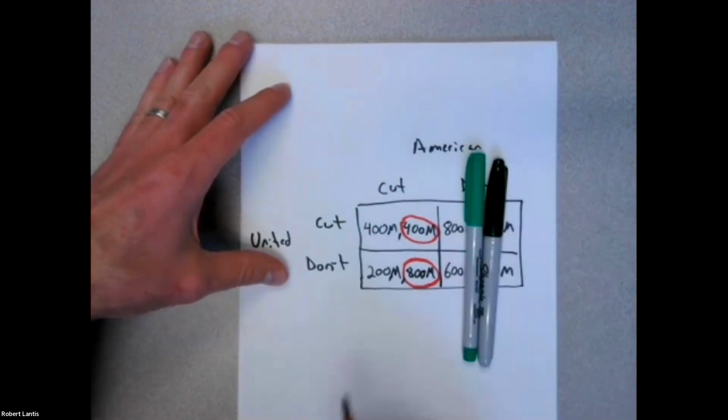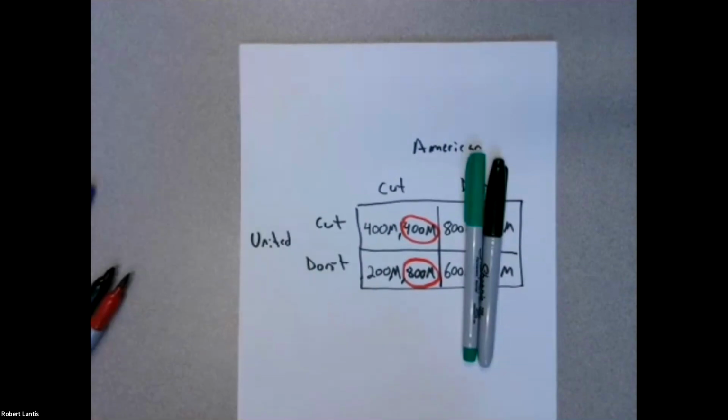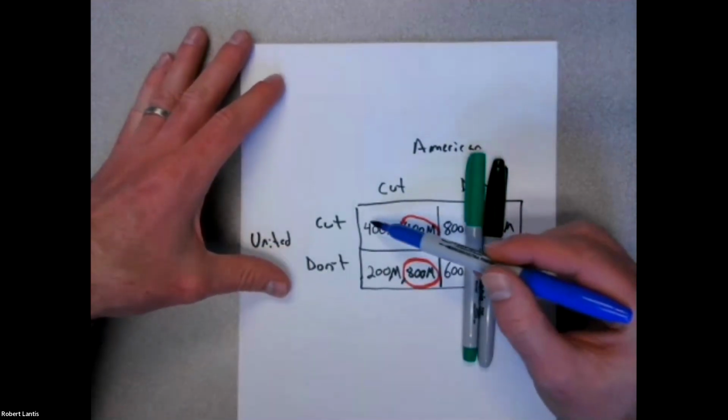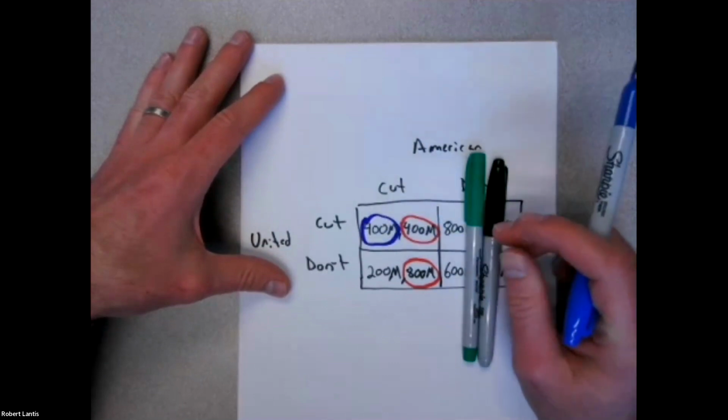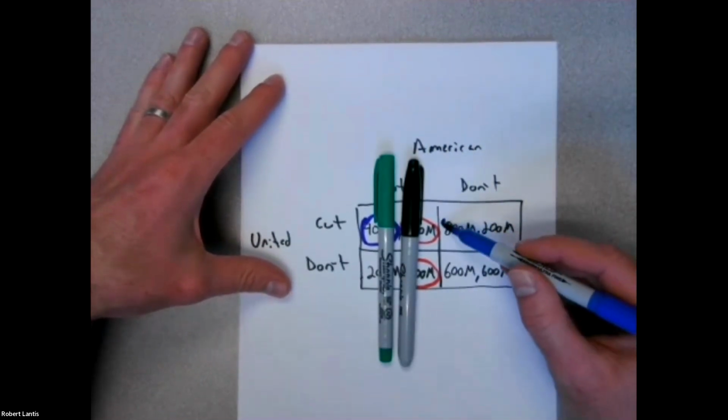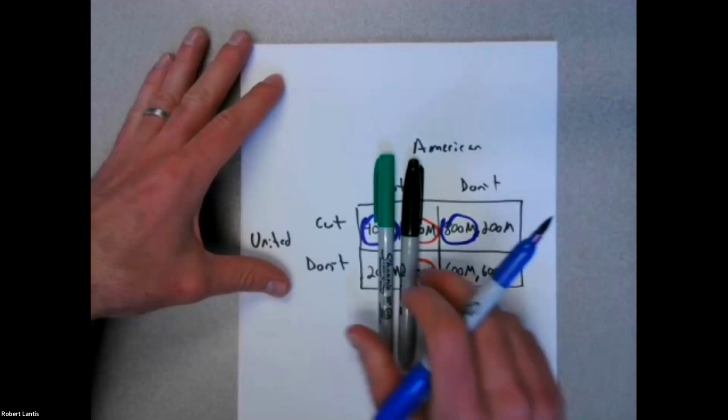Now we make the decision for United, and here I can change this color. If American cuts fares, what should United do? 400 is greater than 200. If American doesn't cut their fares, what should United do? 800 is greater than 600.